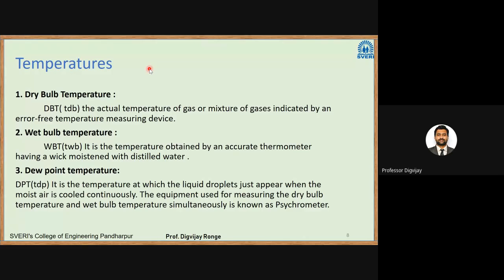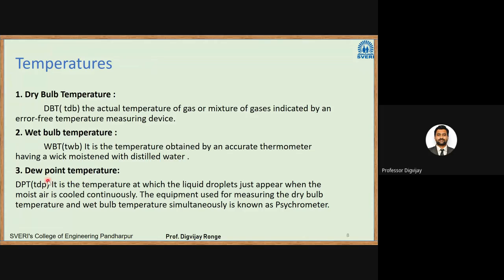A similar case happens when you start the water cooler: a mixture of water plus air comes out of it. That mixture has the capacity to increase the rate of heat transfer. Because of that, you feel that there is a reduction in temperature. So that is about the wet bulb temperature. Then third, we have the dew point temperature. That we'll see today also.